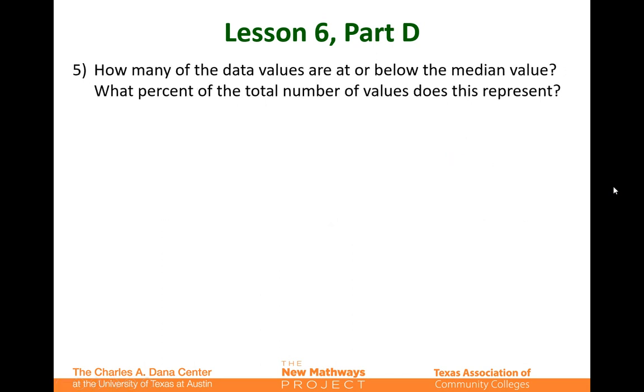It says how many data values are at or below the median value? What percent of the total number of values does this represent? We had 14 data points, so 7 were below the median, and that was 50%. That median is that half above, half below point.